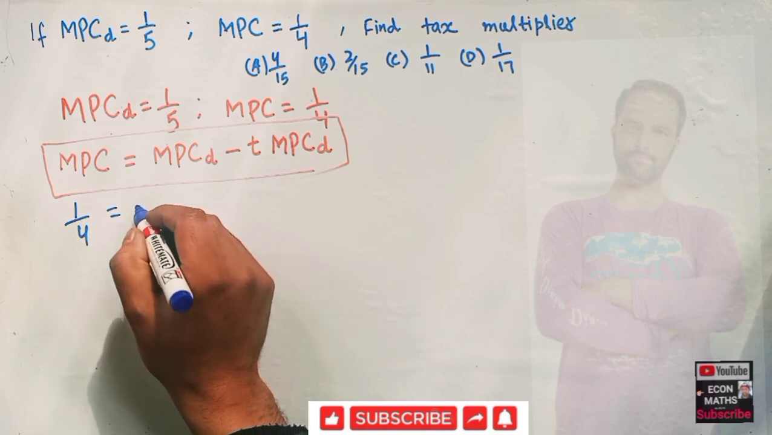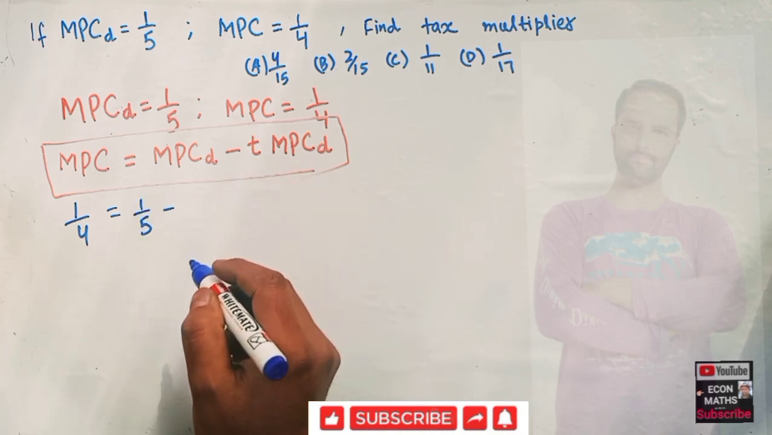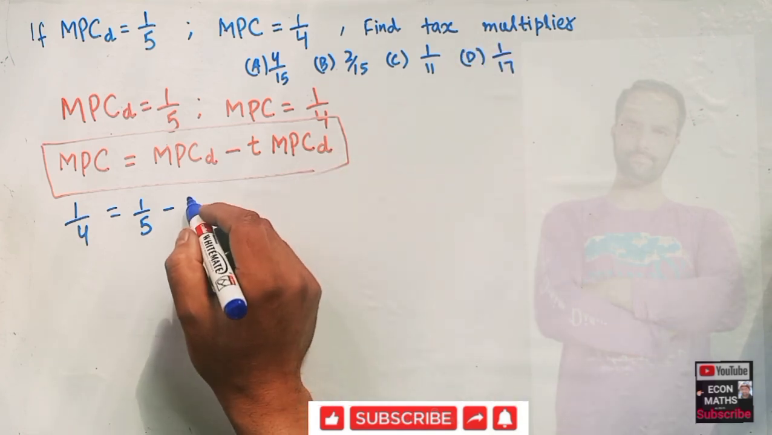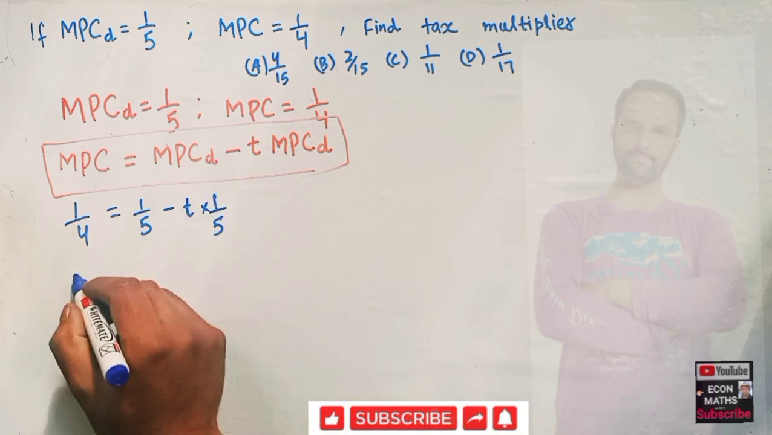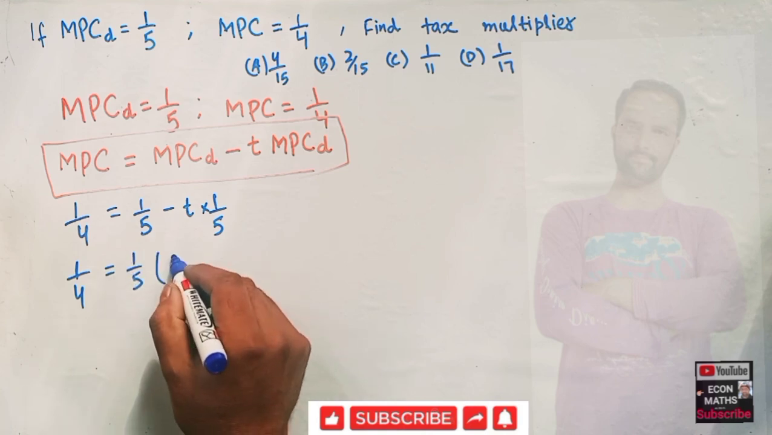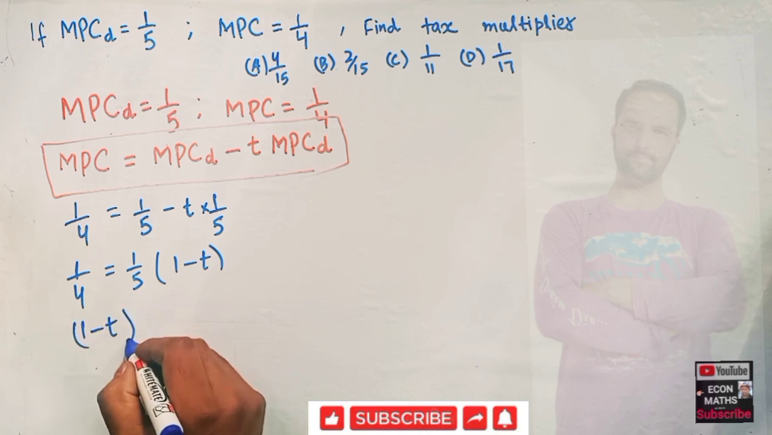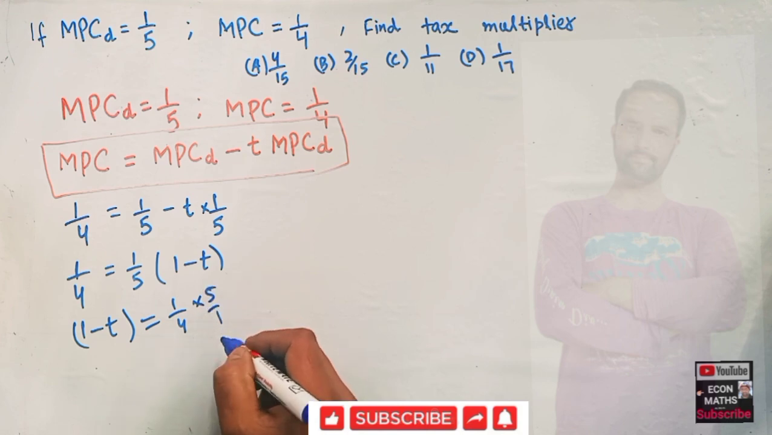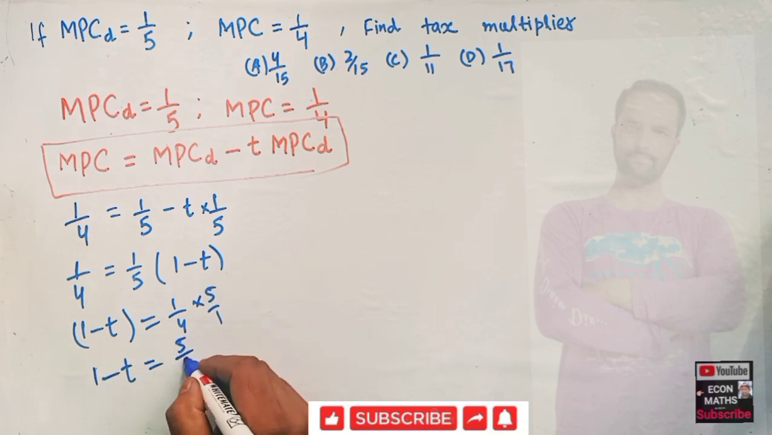MPCD is 1 upon 5. Minus tax rate, that we need to find out to calculate the tax multiplier. So we have T into 1 upon 5. Okay, we can write it like this: 1 upon 4, taking 1 upon 5 common, this is 1 minus T, or we can write 1 minus T is equal to 1 upon 4. Transposing this will get reciprocated, 5 upon 1, so 1 minus T came out to be 5 upon 4.